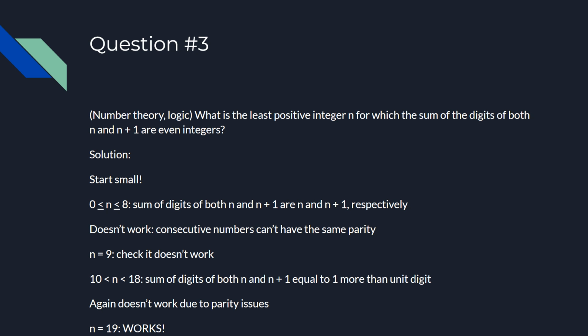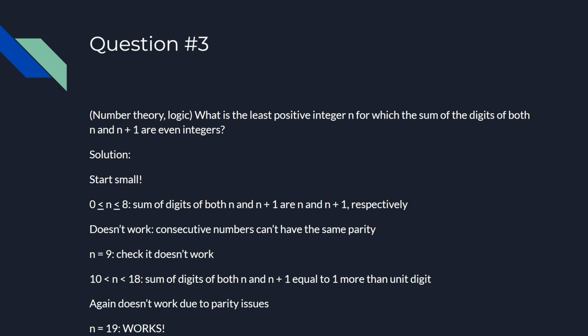But note that n and n plus 1 will always have different parity. For example, if 6 is even, 7 can't be even, it's odd, right? But that means that if n is from 1 to 8, it can't work. We're looking for even integers for both the sum of the digits of the two numbers. But consecutive numbers cannot both be even. One has to be odd and one has to be even. If n equals 9, the sum of the digits of n is simply 9, which is not even.